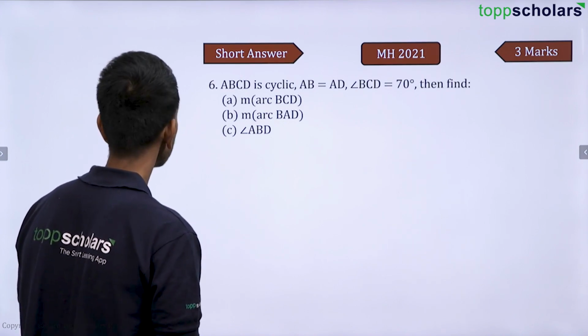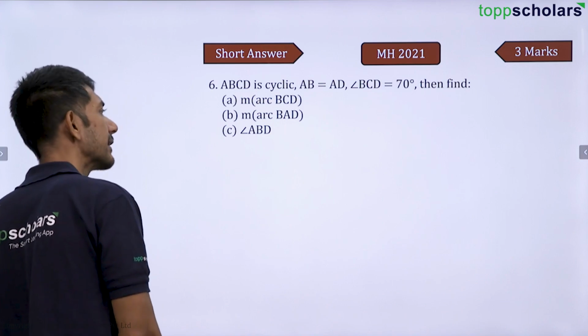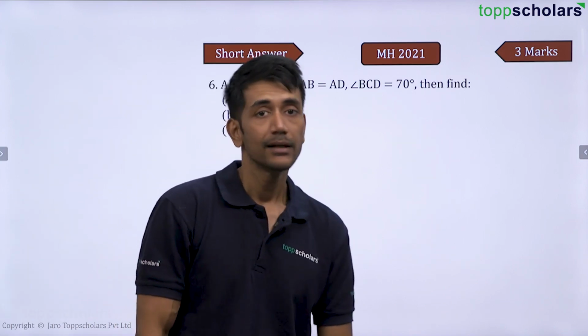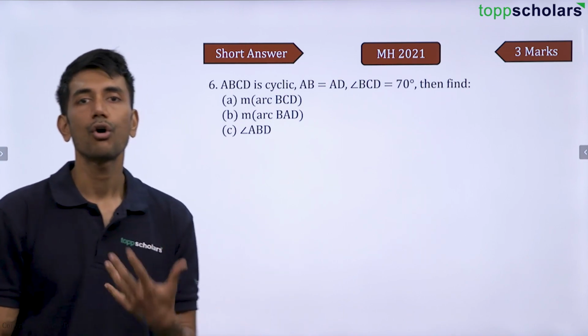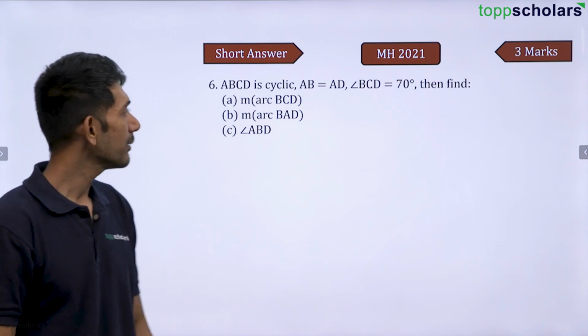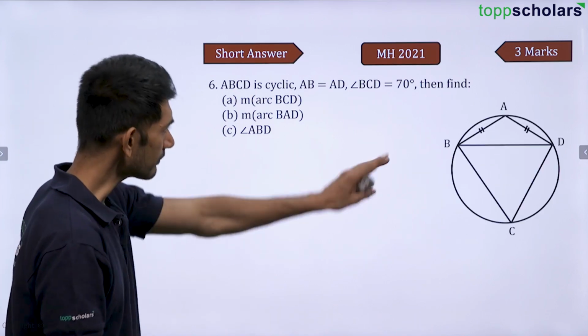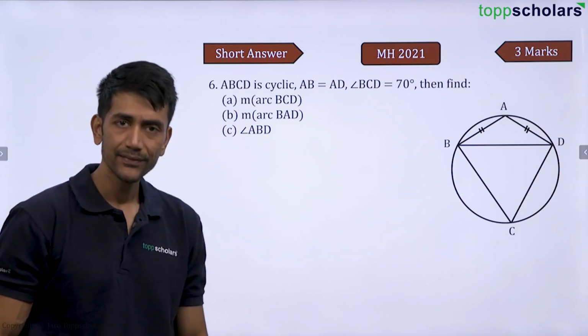So let's continue further with a new question. It says ABCD is cyclic. Okay, cyclic quadrilateral. I hope you remember what a cyclic quadrilateral is. A quadrilateral whose four vertices all lie on the circle is a cyclic quadrilateral. AB is equal to AD. Okay, perfect. So the figure is given. AB is equal to AD.